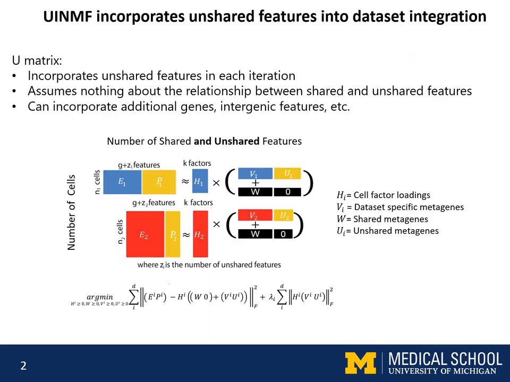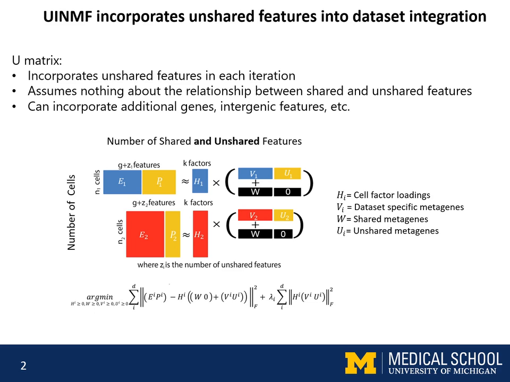Our solution to this problem is to append a U matrix into the Liger algorithm such that unshared features are incorporated in each iteration of the matrix decomposition. The unshared feature space assumes nothing about the relationship between shared and unshared features and can consequently incorporate additional genes, intergenic features, and other features that might be of interest.